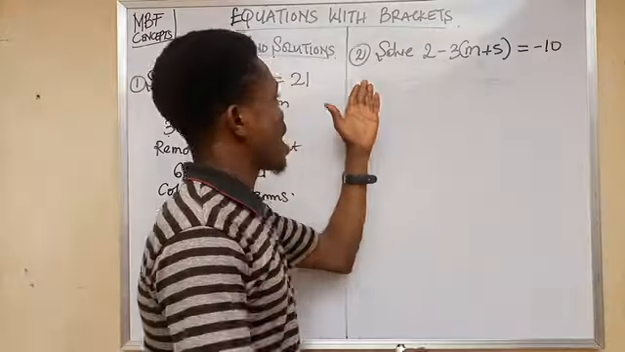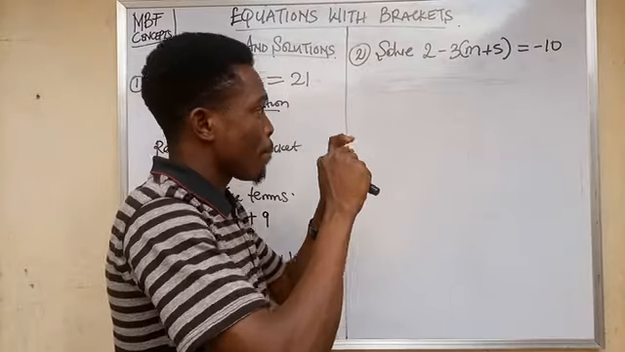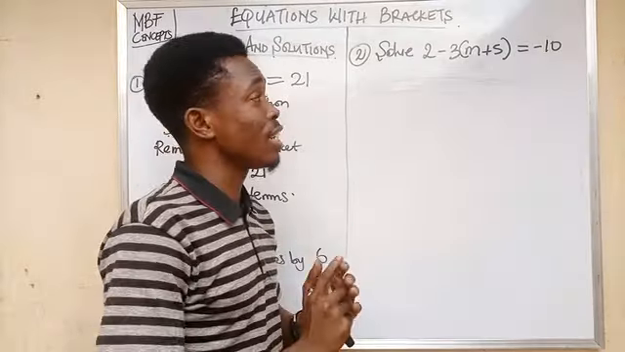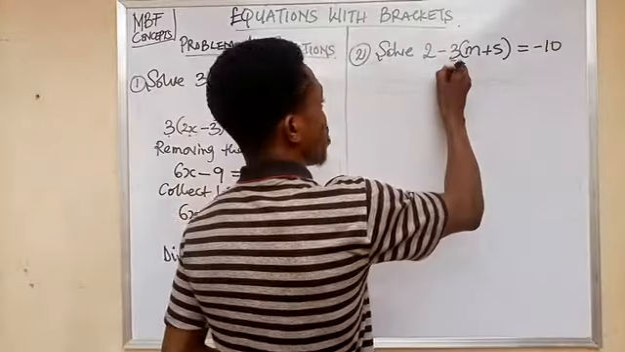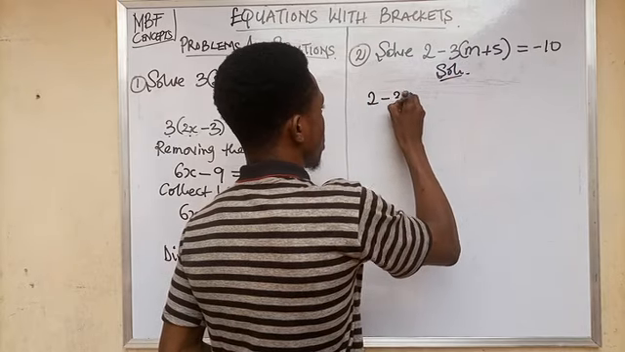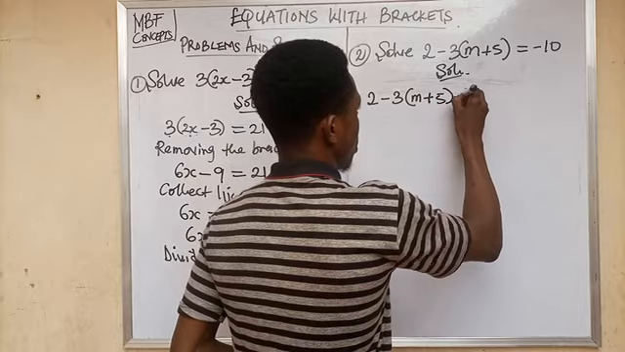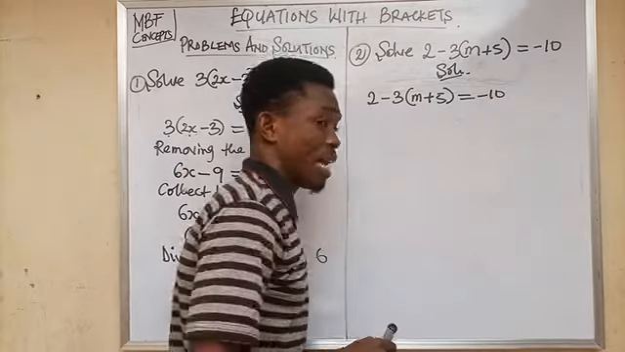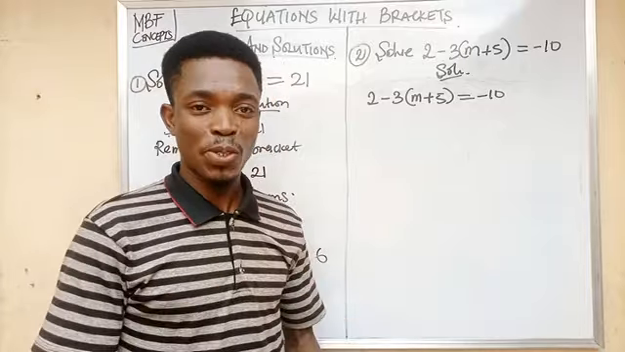All right. Now we are asked to solve 2x minus 3 into m plus 5, close the bracket, equal to minus 10. It's as simple as this. So this is the question we have before us now. We have the equation 2 minus 3 into m plus 5 is equal to minus 10. Guys, please pay attention to what we are about to do together, all right?